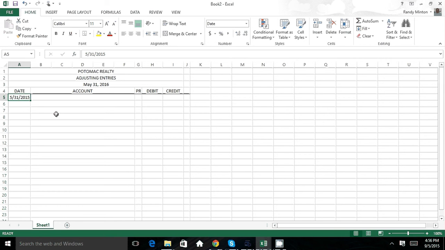So let me read the problem. It says, on March the 31st of 2016, the following data were accumulated to assist the accountant in preparing the adjusting entries for Potomac Realty. And it has a series here of, looks like 5 adjustments that we are to make. And so we need to go ahead and get started with these adjustments.